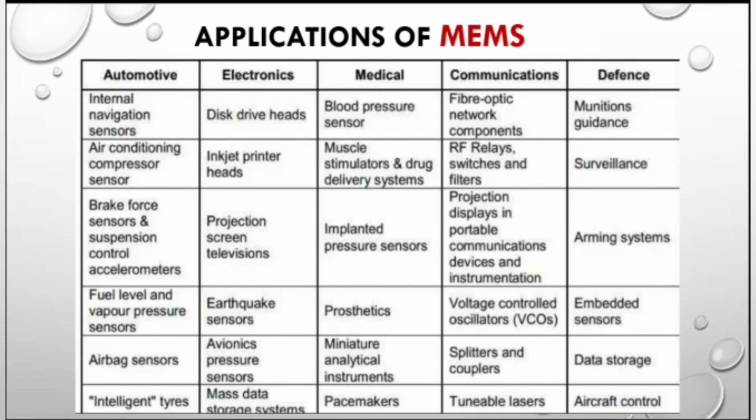Applications: as you all know, it can be used in disk drive heads and inkjet printer heads. In the medical field, it can be used in blood pressure sensors. In communication, it is used in fiber optic network components, and in defense it is used in arming systems. In automotive, it is used in airbag sensors, etc. So these are some of the applications of MEMS.